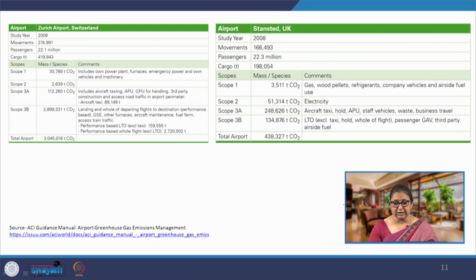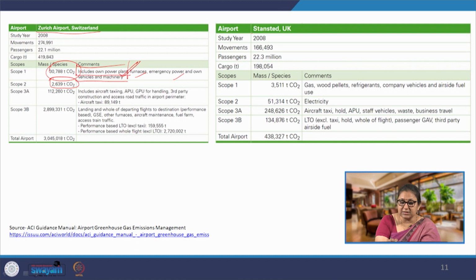Now, if we look at some examples, this is for Zurich airport in Switzerland, and we will see that the scope 1 emissions are very high because it has its own power plant, furnaces, emergency power, and then there are own vehicles and machinery. But the large amount of emission is actually coming from the own power plant. Most of the power is coming from the site itself, and that is why we will see that scope 2 is significantly lesser.